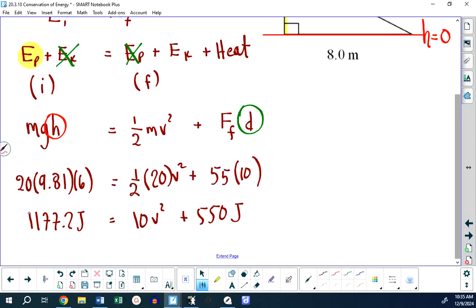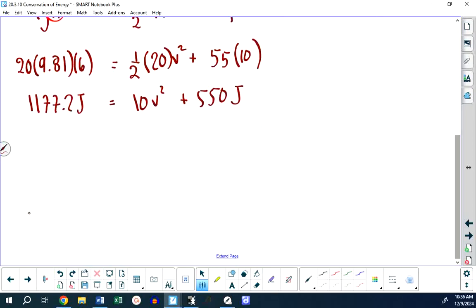So when you calculate the potential energy the box has at the top, you get approximately 1180 joules. When you calculate the amount of heat produced, you get 550 joules. So mathematically, to get the kinetic energy, you subtract these numbers, but physically, it should make sense to you that you take the energy it had to begin with and you take the heat out of it, and you're left with the kinetic.